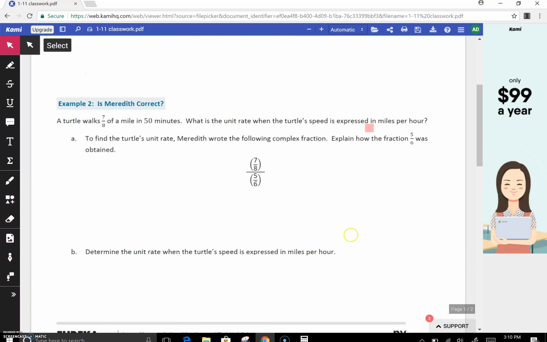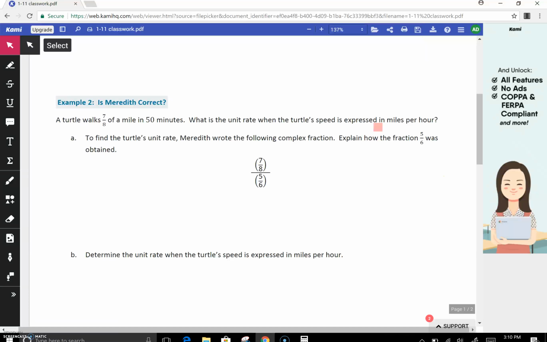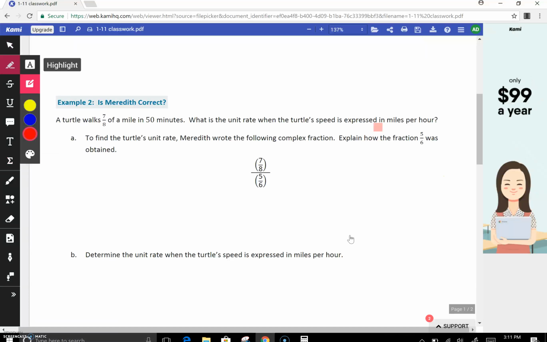A turtle walks 7/8 of a mile in 50 minutes. What is the unit rate when the turtle's speed is expressed in miles per hour? So we're looking for a unit rate in miles per hour. Right now his speed is in miles per minute, so it's going to take some adjustments.